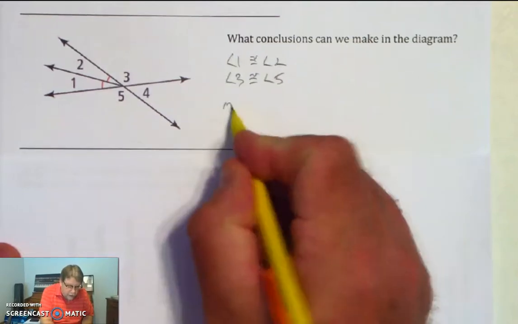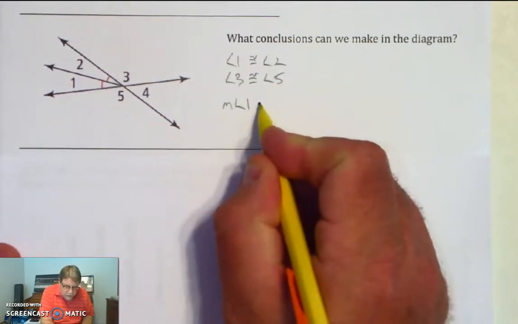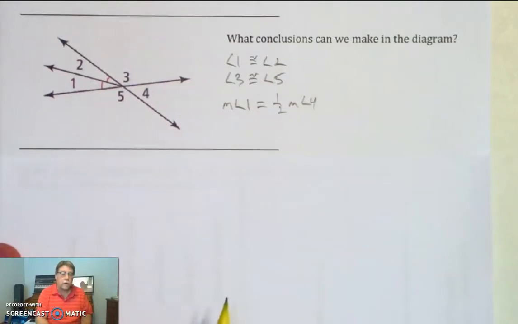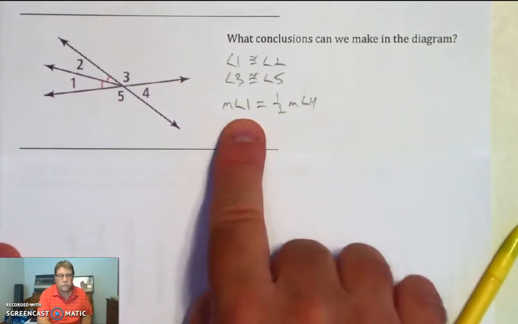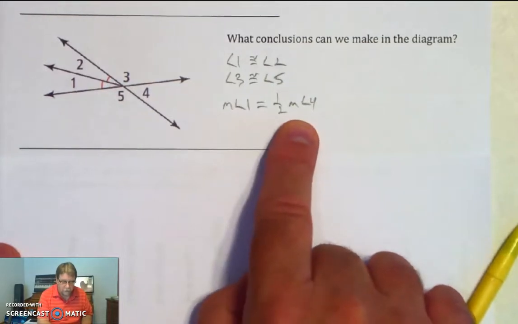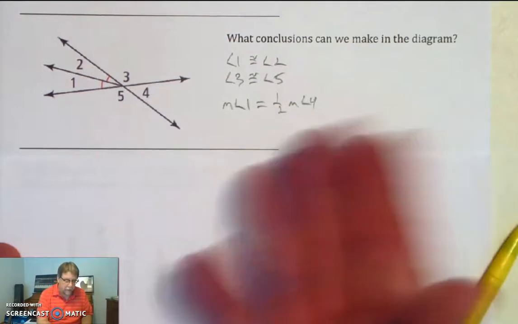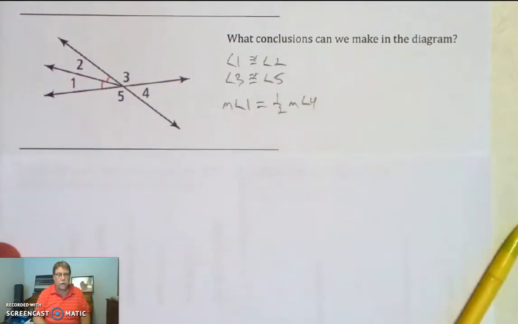We could say the measure of angle 1 is equal to 1/2 the measure of angle 4. We could also say the same thing for the measure of angle 2 is equal to 1/2 the measure of angle 4. We could say it another way. We could say the measure of angle 4 is equal to 2 times the measure of angle 1 or angle 2. Those are just various ways to say the same thing.